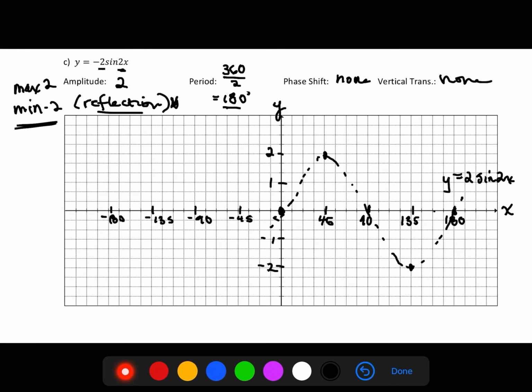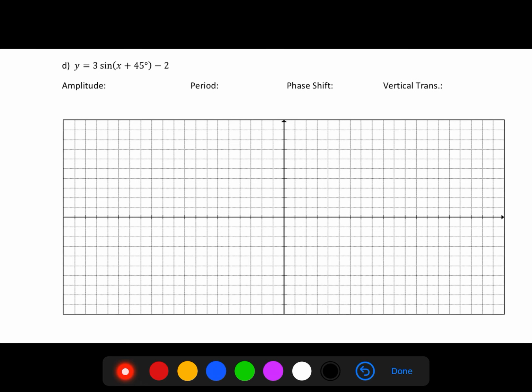Well, now we have a reflection around the x-axis, which means that all of our positive y's become negative y's. So this one up here flips down to the bottom. Our zeros are going to stay the same. This one here flips up to the top. So instead of starting and going up from 0, we're now going to be going down from 0, and we have our graph of y equals -2 sine 2x.